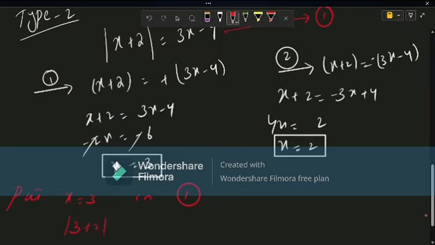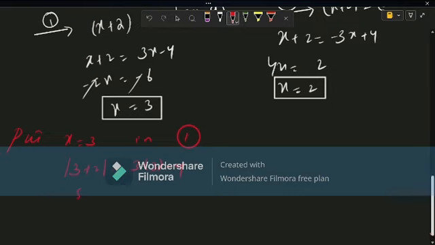That gives you mod 3 plus 2, which is equals to 3 times 3 minus 4. 3 plus 2 is 5. So mod 5 is always positive, because mod is basically a representation of length, and length would be positive. I told you in my previous slide. And that gives you 9 minus 4. So 5 is equals to 5. That holds. It means that this answer is choosable.